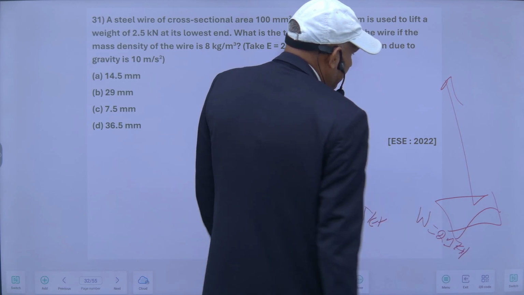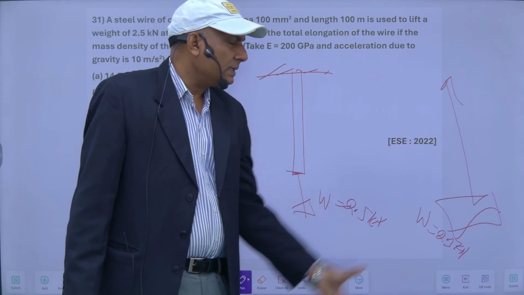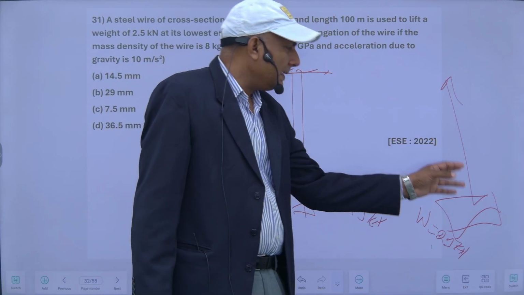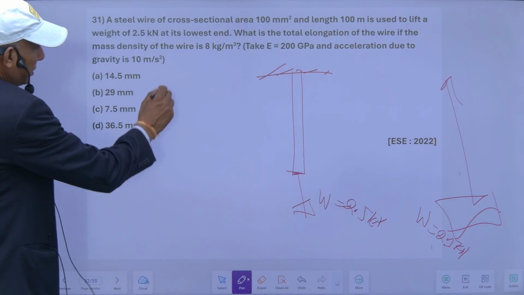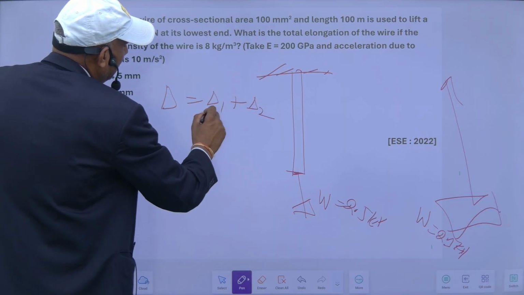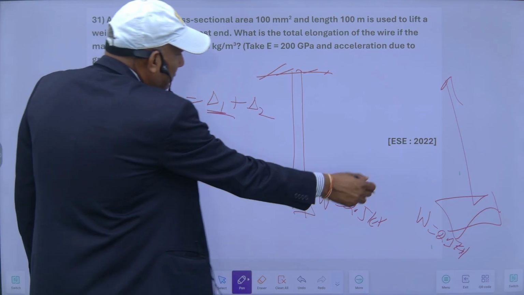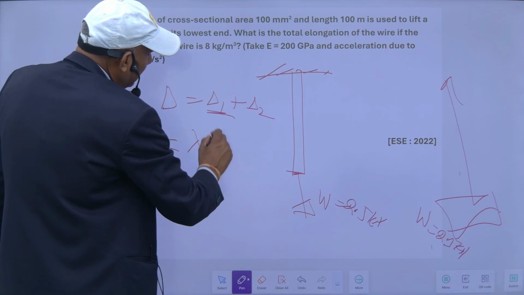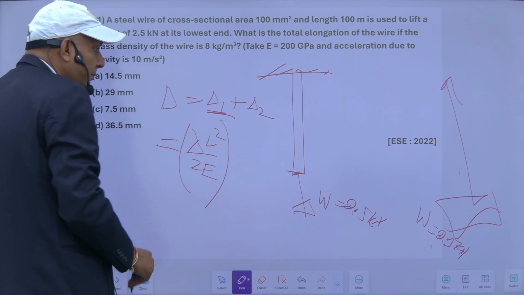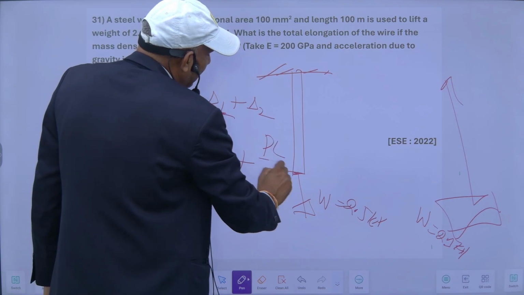So in this case, the total elongation will be composed of two parts. One is due to this external load and another is due to its self weight. So total elongation delta will be delta 1 plus delta 2. This delta 1 is due to its self weight, and due to self weight, what is the formula? Lambda L square upon 2E. This is due to self weight, and due to this external weight it is PL upon AE. This is the formula.